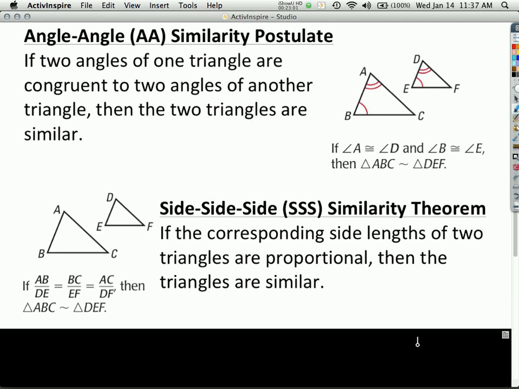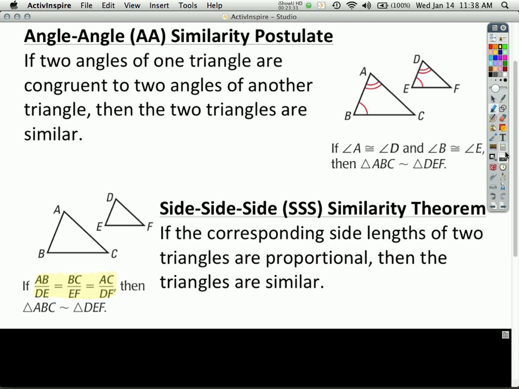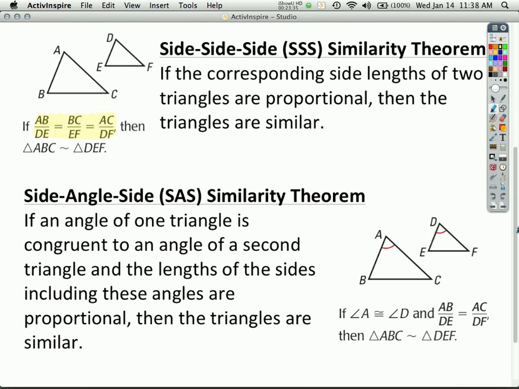Side-side-side similarity. If the corresponding side lengths are proportional, then the triangles are similar. To prove this, you have to show all of the corresponding sides are in the same ratio. And so you would have to demonstrate all of this to be able to make the statement that triangle ABC is similar to triangle DEF. Any questions about that? All right, and then side angle side, similarity.